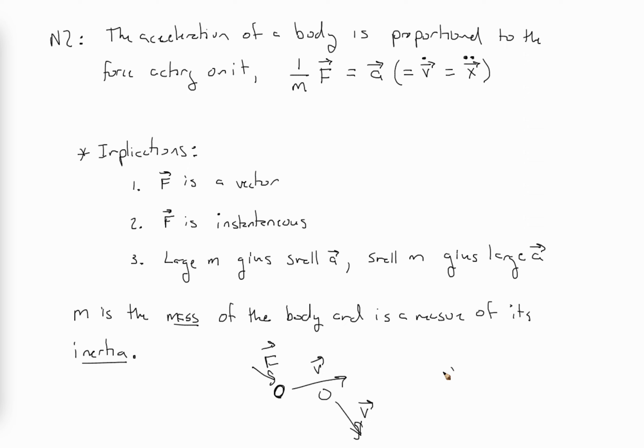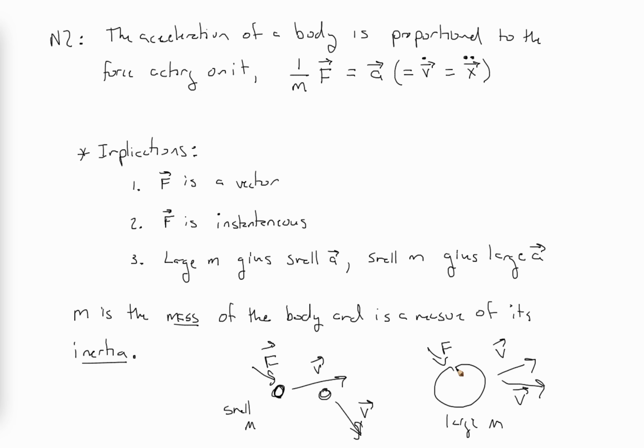Well, you can imagine if I have a much bigger body moving with the same velocity and I hit it with the same force, I don't get nearly as much of a change in direction. So this is my initial velocity and this is my new velocity, and it doesn't change nearly as much as when I did this with the little one. So this one has small mass and this one has large mass.